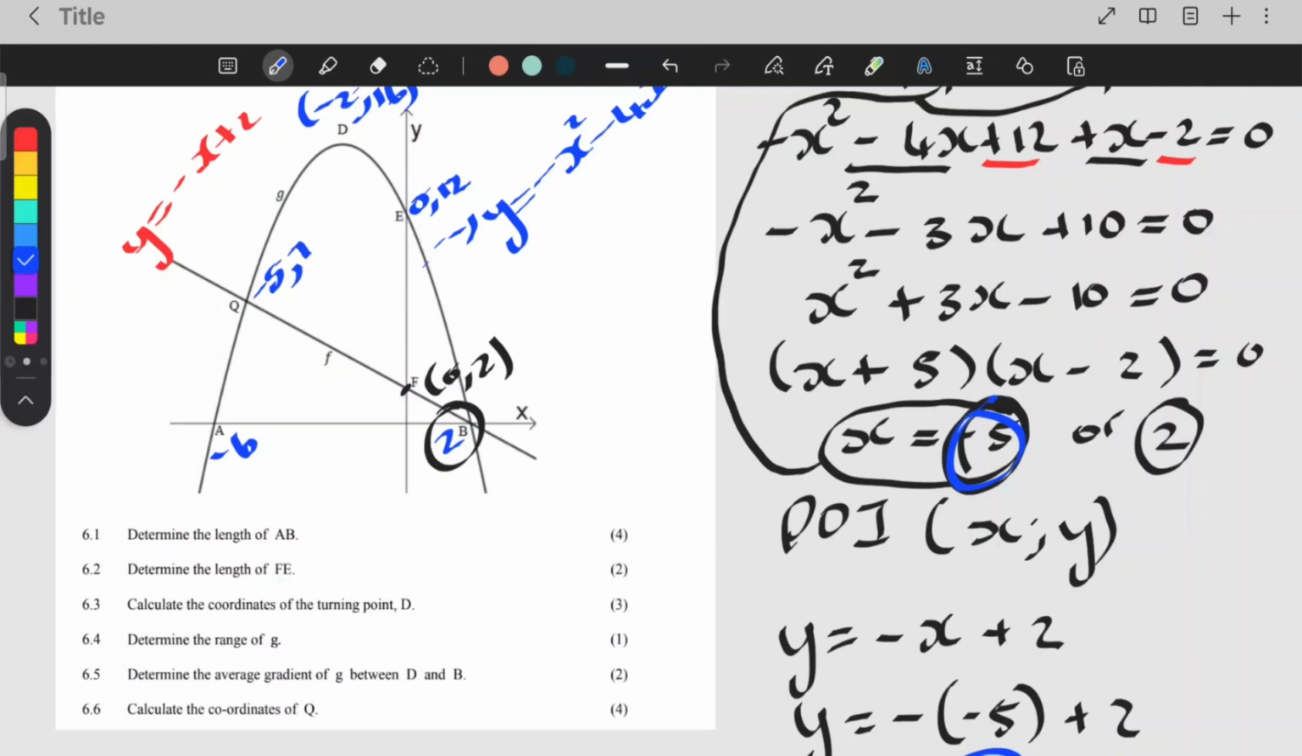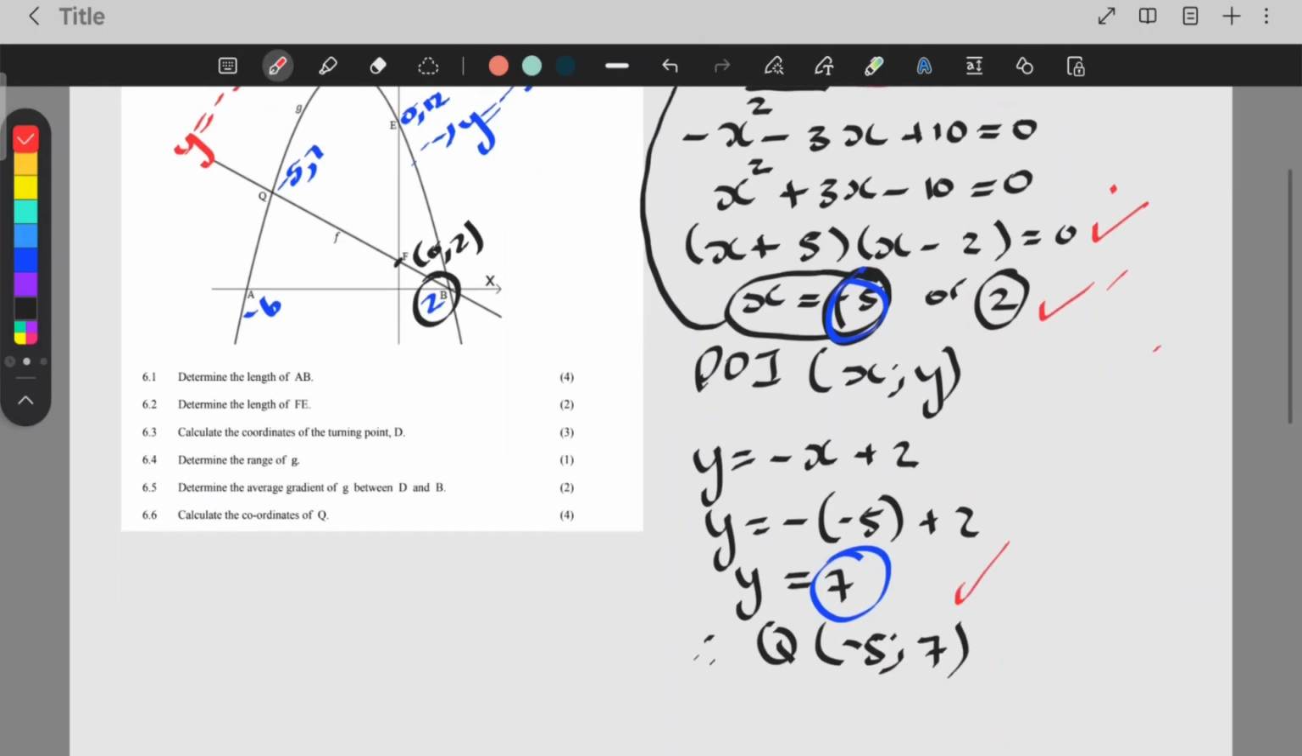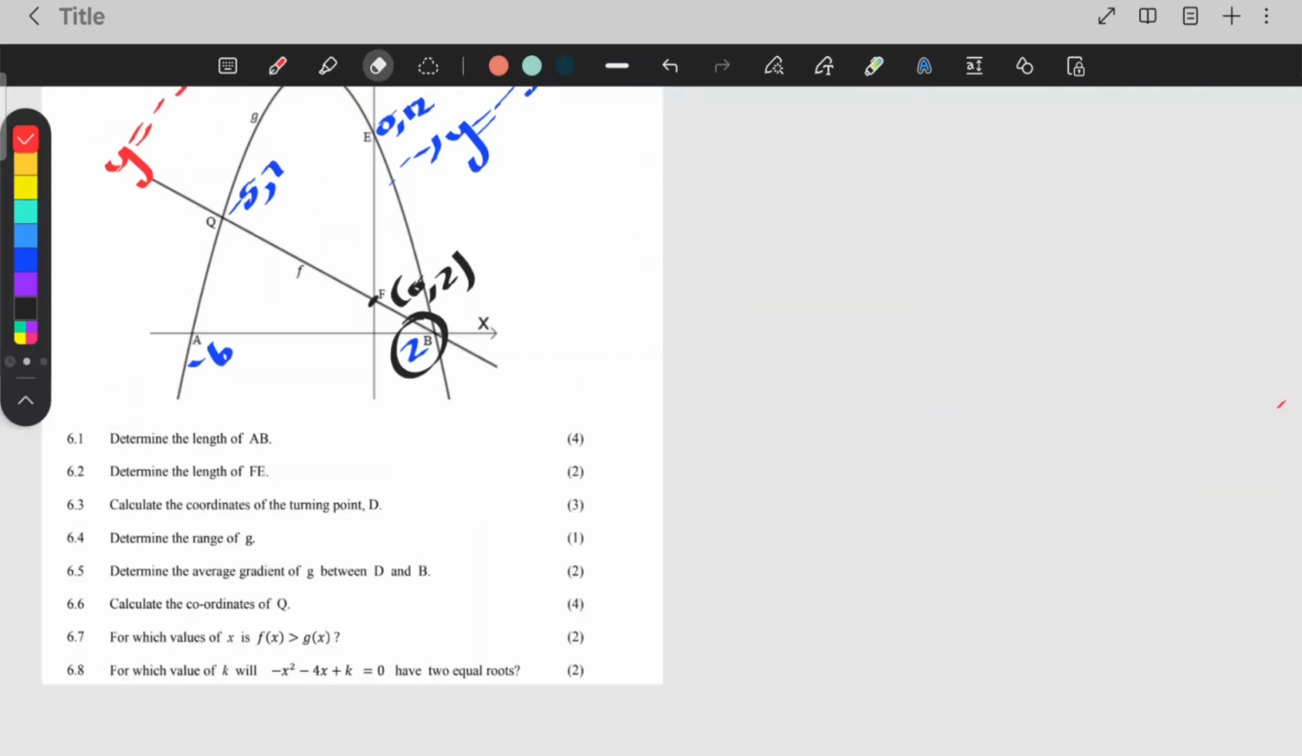Okay, this is for 4 marks. So let's see, how do they mark this question? For making the equations equal to each other, you get a mark. Factorizing or formula is always a mark. Then choosing the correct x value, so we choose negative 5 and subbed it in and got 7. So that's how you would get 4 marks.